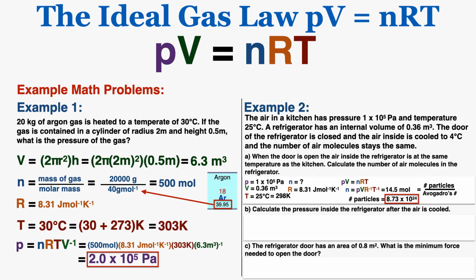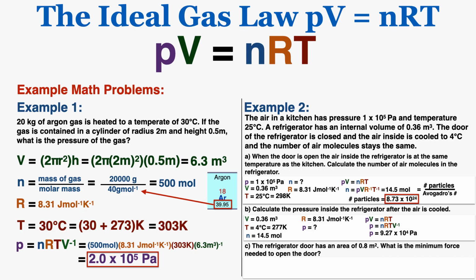Part B says to calculate the pressure inside the refrigerator after the air is cooled. So we're dealing with a new temperature. We know the volume is the same. The temperature is now 4 degrees Celsius, which is equal to 277 Kelvin, and lowercase n is 14.5 moles. There's no air leaving the refrigerator after the door is closed, so we can use that same answer from part A. R is the same, that's always that constant, and we're trying to find the pressure, so I'll rearrange the equation to get pressure by itself, and plugging in my numbers gets me 9.27 times 10 to the 4th pascals.